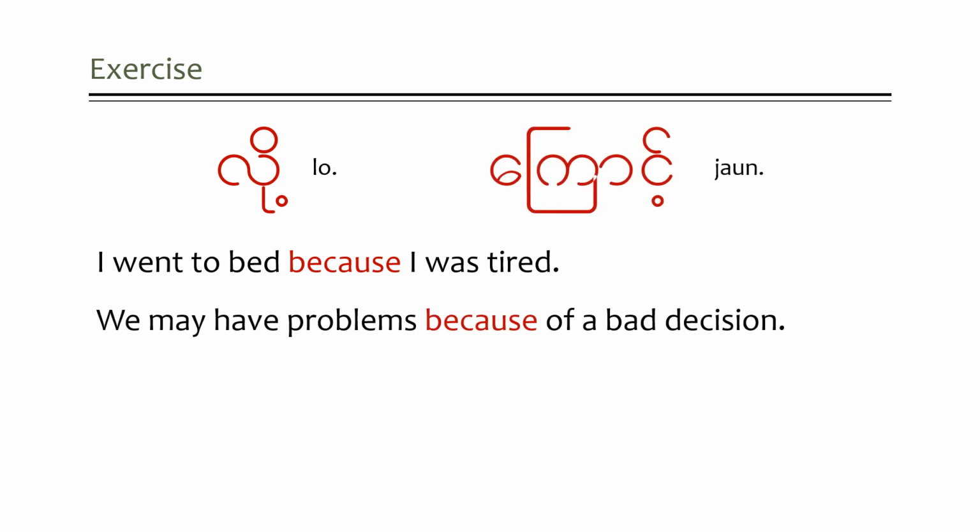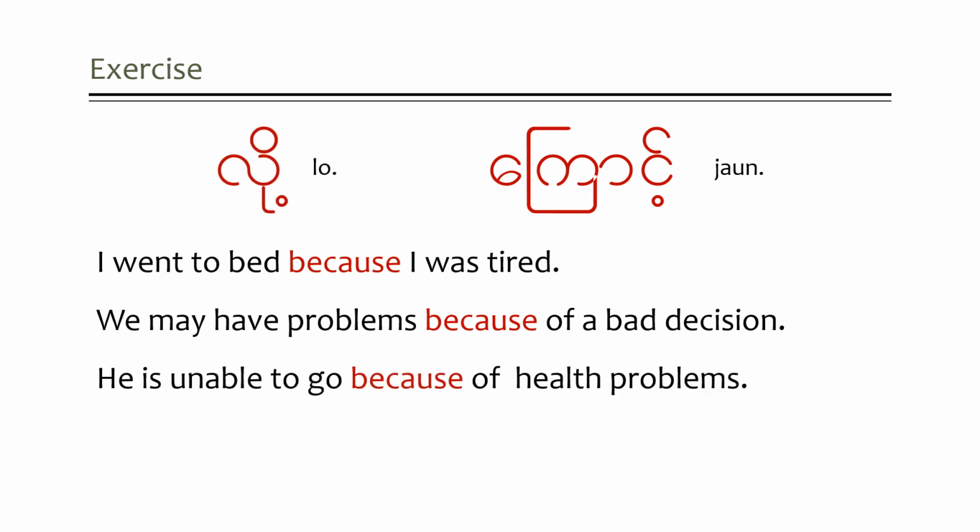Let's look at the second sentence. We may have problems because of a bad decision. Now, which particle should we use? If you selected this one, jaun, you're correct. And that's because a bad decision is a thing. That's a noun. So this is the particle we would use. Our third sentence, he is unable to go because of health problems. Once again, we're going to use jaun. And that's because health problems are a thing, a noun.